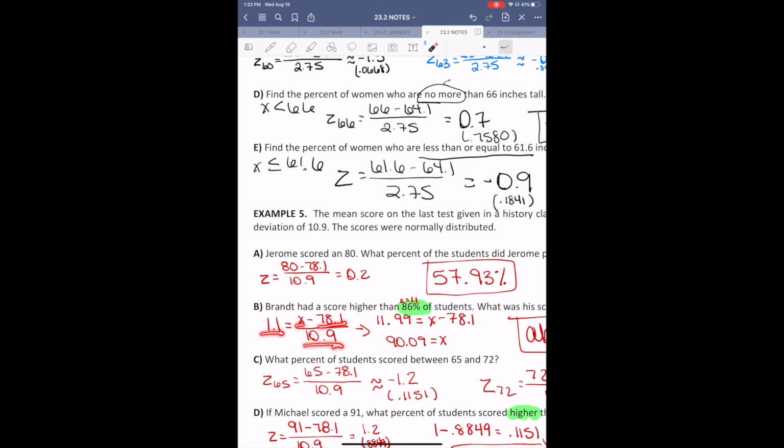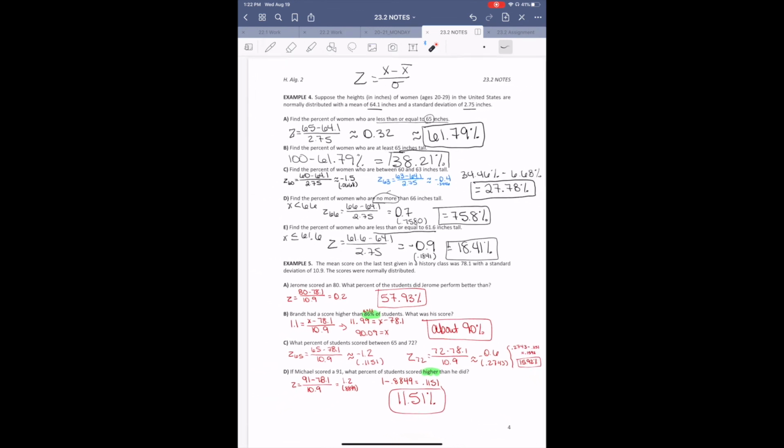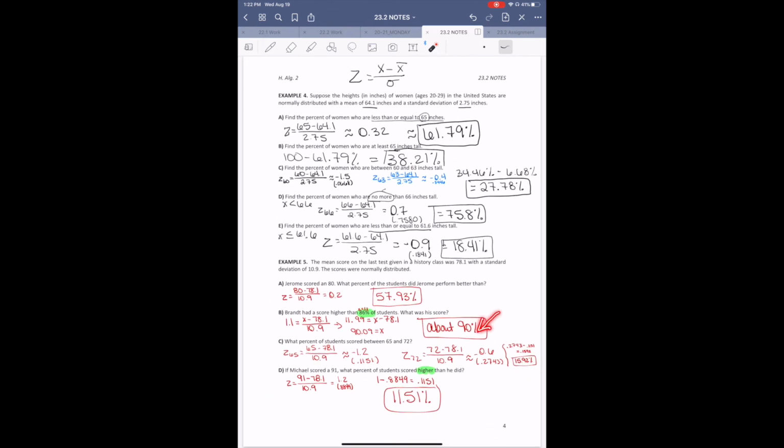We're solving for x. Multiply 10.9 on the right, and you get 11.99 equals x minus 71.81. Add 71.1 to the other side, and you get 90.09%. So that means that his score was about a 90%, right? Teachers don't write 90.09% as test scores, so we would say he scored 90%.